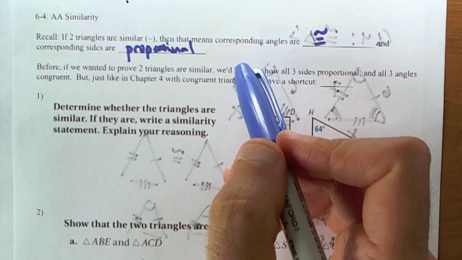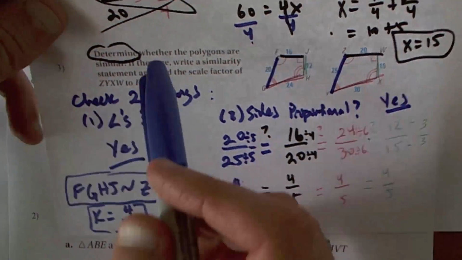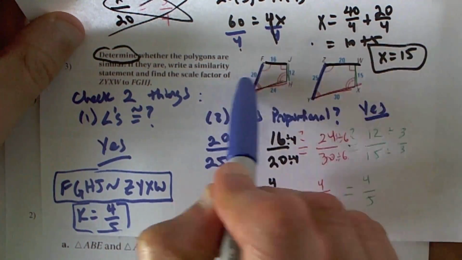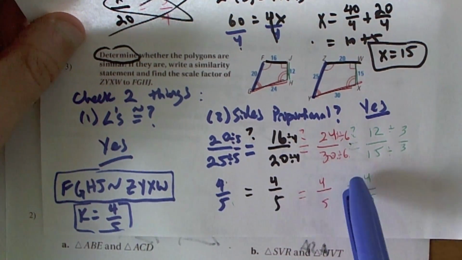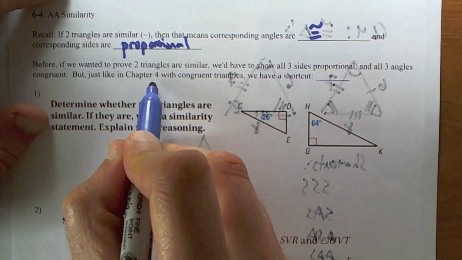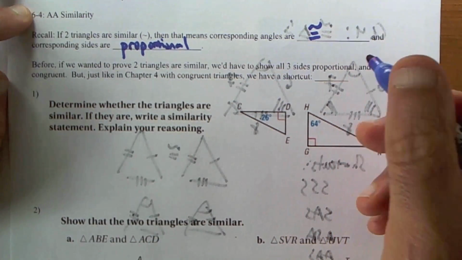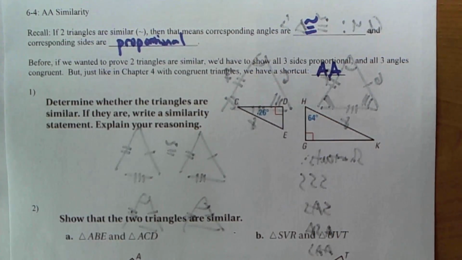Now, if you remember from the previous lesson, if I wanted to prove two polygons were similar, I had to show that all of the angles were congruent and all of the sides were proportional. Let me show one from last time. We had to check all of the angles and all of the sides, and then we could say they were similar. But just like chapter 4 with congruent triangles, I have a shortcut to prove things similar, and that is called AA. Let's put AA similarity with a little tilde there. So what does AA similarity mean? Why don't we go to our theorem sheet to write down what that means?